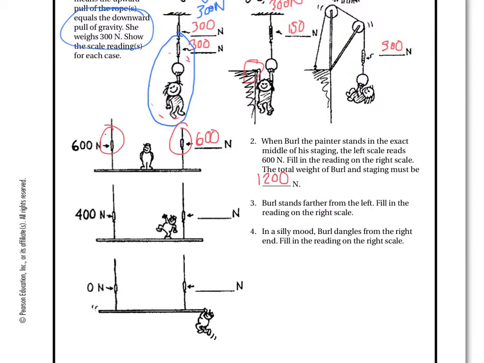Okay, and the next one, Burl falls a little bit to the right-hand side, so the left scale only reads 400. Since the total weight is still 1200, that means that 1200 newtons total needs to be supported, and 800 newtons worth of force is applied to the right spring scale. In the third drawing, now we have no weight over on the left-hand side, which means the right-hand side is doing accounting for all of the force holding up Burl in his stage, or 1200 newtons.